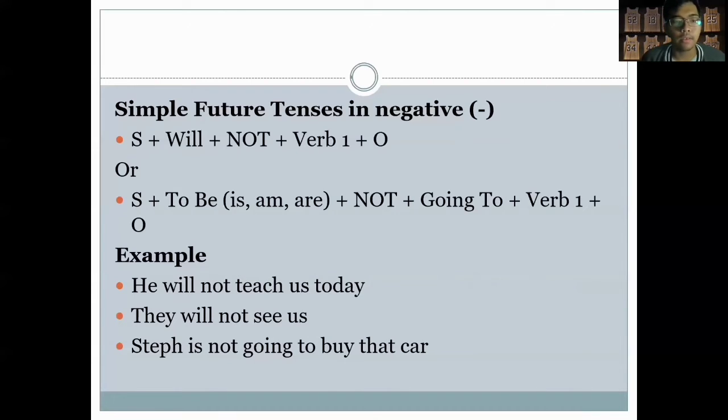For example, he will not teach us today. He as a subject and then you put will. Don't forget to put not in here. Then teach us today. Teach as the verb 1 and us as the object. Or Stef is not going to buy that car. Stef as a subject and then you put to be. After to be you put not in here and then going to, and then verb 1, in here is buy, and then the object is that car.